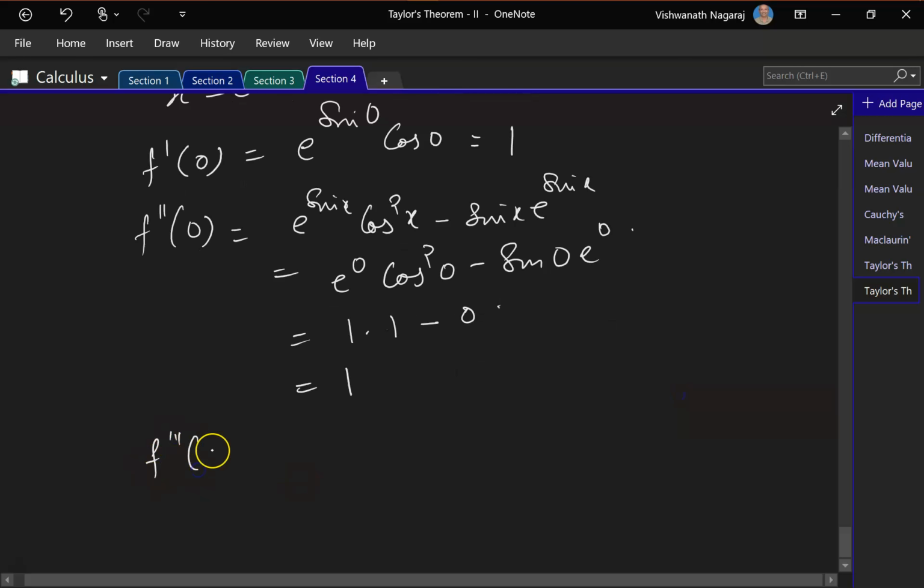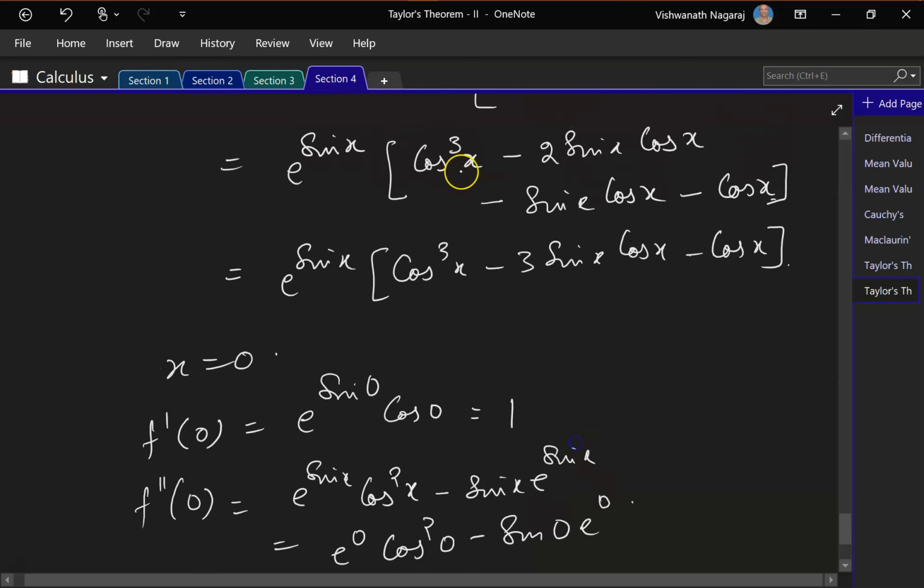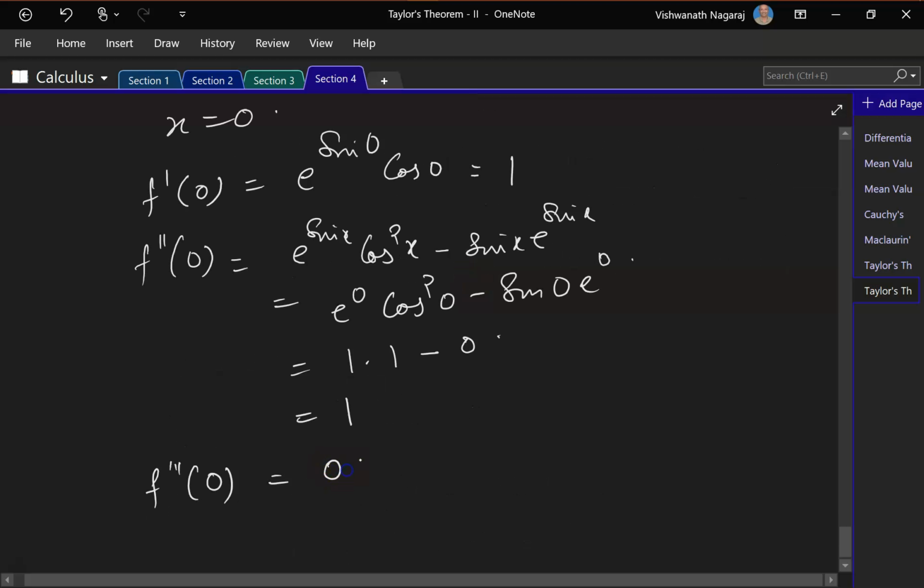f third derivative, this is what? Let's do it here itself. Cos 0 is 1, so this is 1, this is 0, this is 1. 1 minus 1, this would be 0.